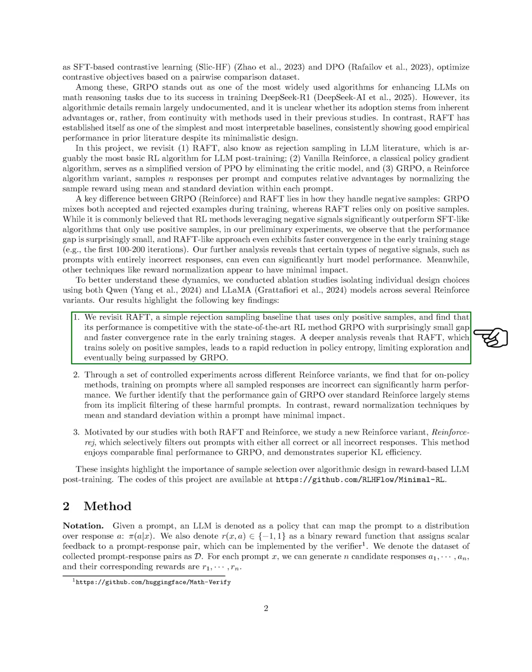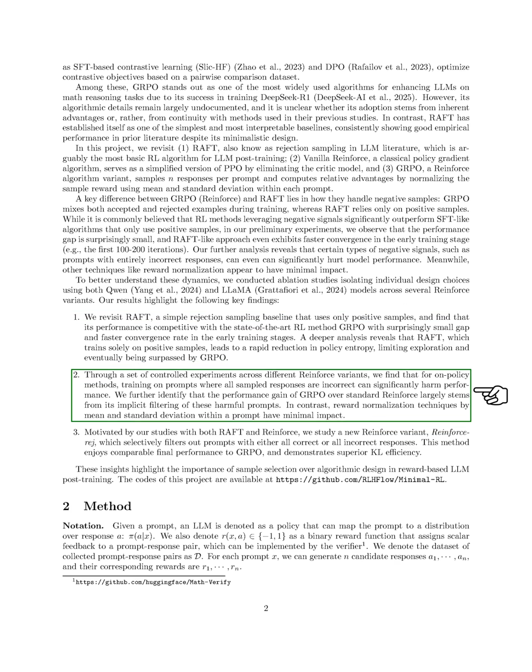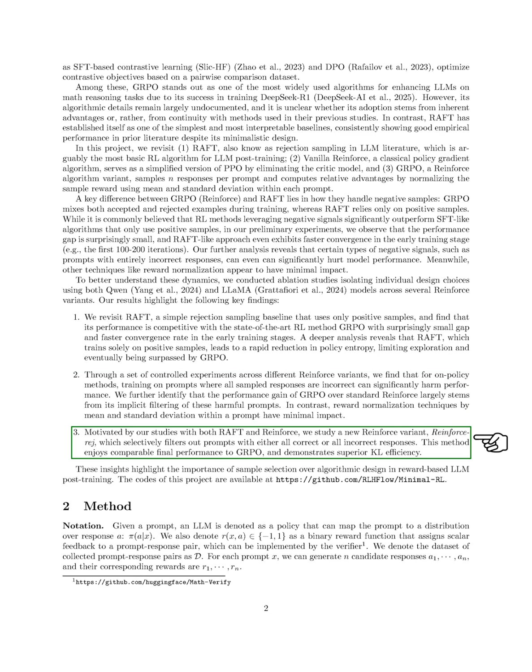Our findings indicate that RAFT's performance is competitive with GRPO, especially in early training, but it eventually limits exploration due to its focus on positive samples. We discovered that GRPO's advantage comes from its ability to filter out harmful prompts. In response to our findings, we propose a new variant, Reinforce-Rej, which filters out prompts with all correct or all incorrect responses. This method achieves performance similar to GRPO while demonstrating better efficiency.